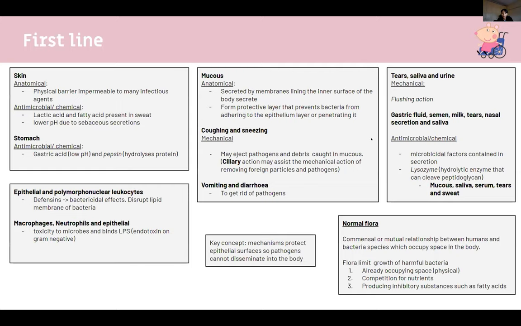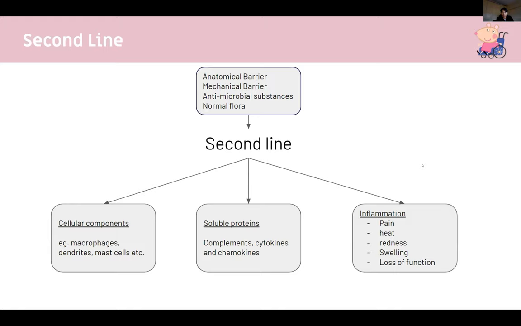Right, and these are some good summary diagrams made by David. So we have our first line defenses. You guys can have a look at this in your own time. And also next, we have our second line defenses. So we can group our natural barriers into first line and second line. First line is basically our anatomical, mechanical barriers, antimicrobial substances, and normal flora, whereas second line includes our cellular components from the immune system, soluble proteins, and also inflammation as a process.